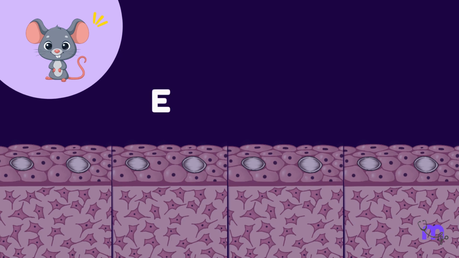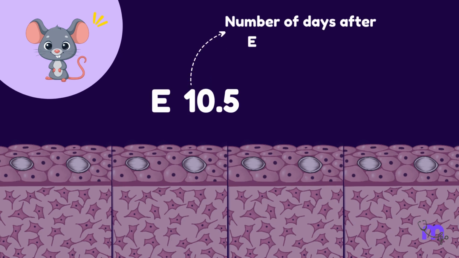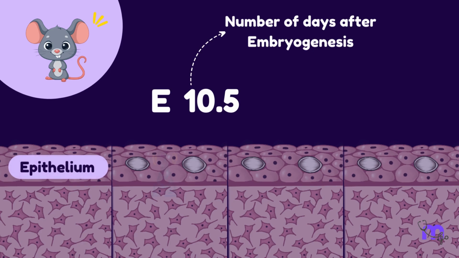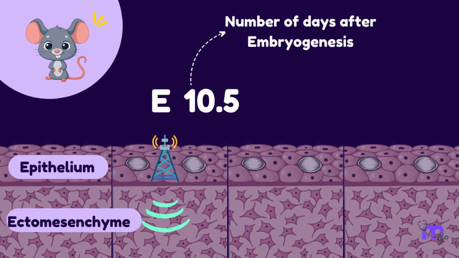This is determined through experiments conducted on mice. The letter E, followed by a number, represents the number of days after embryogenesis. Initially, at E10.5, the epithelium signals the mesenchyme, and these signals are transferred to the ectomesenchyme. However, by E11.5, the ectomesenchymal component takes over and becomes dominant.